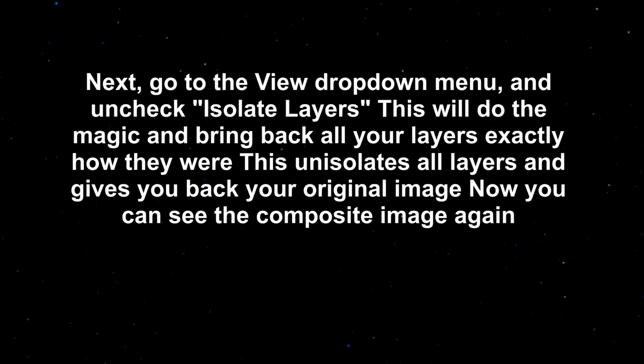Next, go to the View drop-down menu and uncheck Isolate Layers. This will do the magic, and bring back all your layers exactly how they were. This unisolates all layers and gives you back your original image. Now you can see the composite image again.